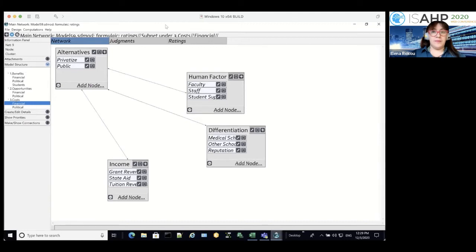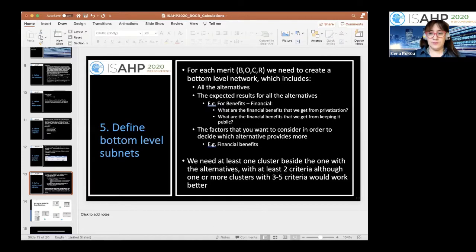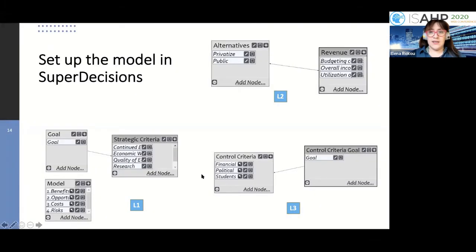Now, that would give me a structure like this. Over here, I show you the full levels for my benefits, where I have my control criteria and my bottom level networks.